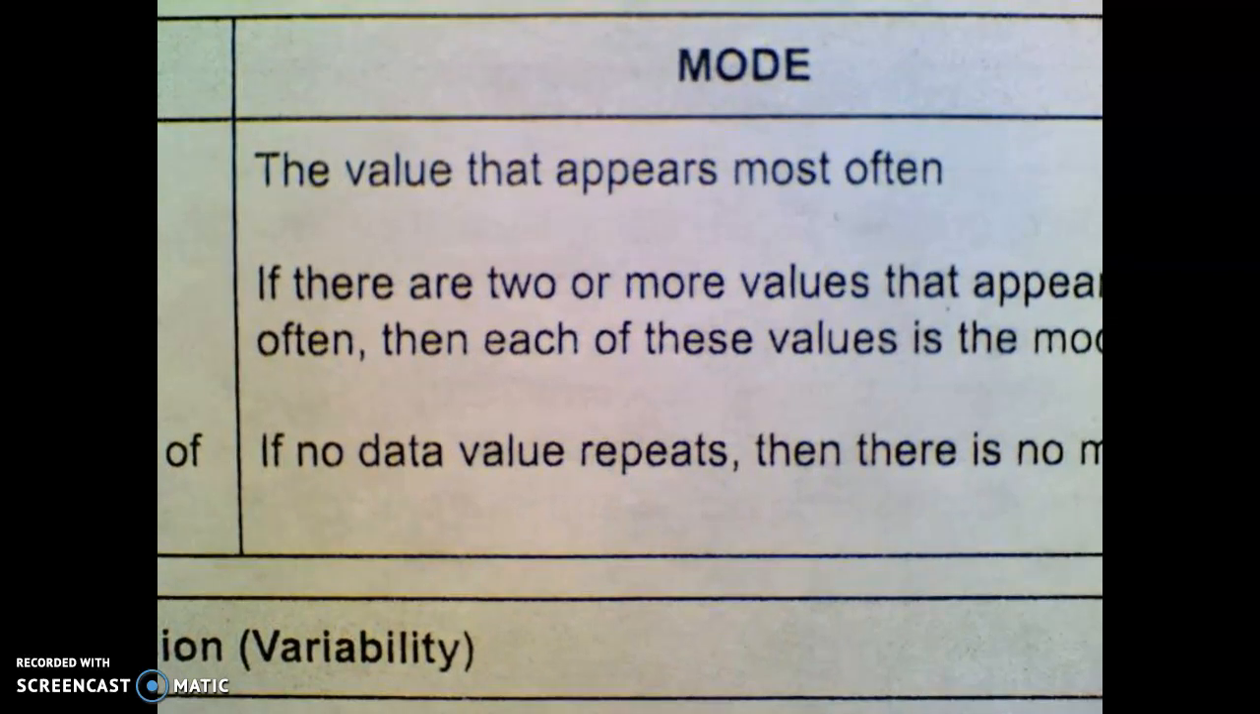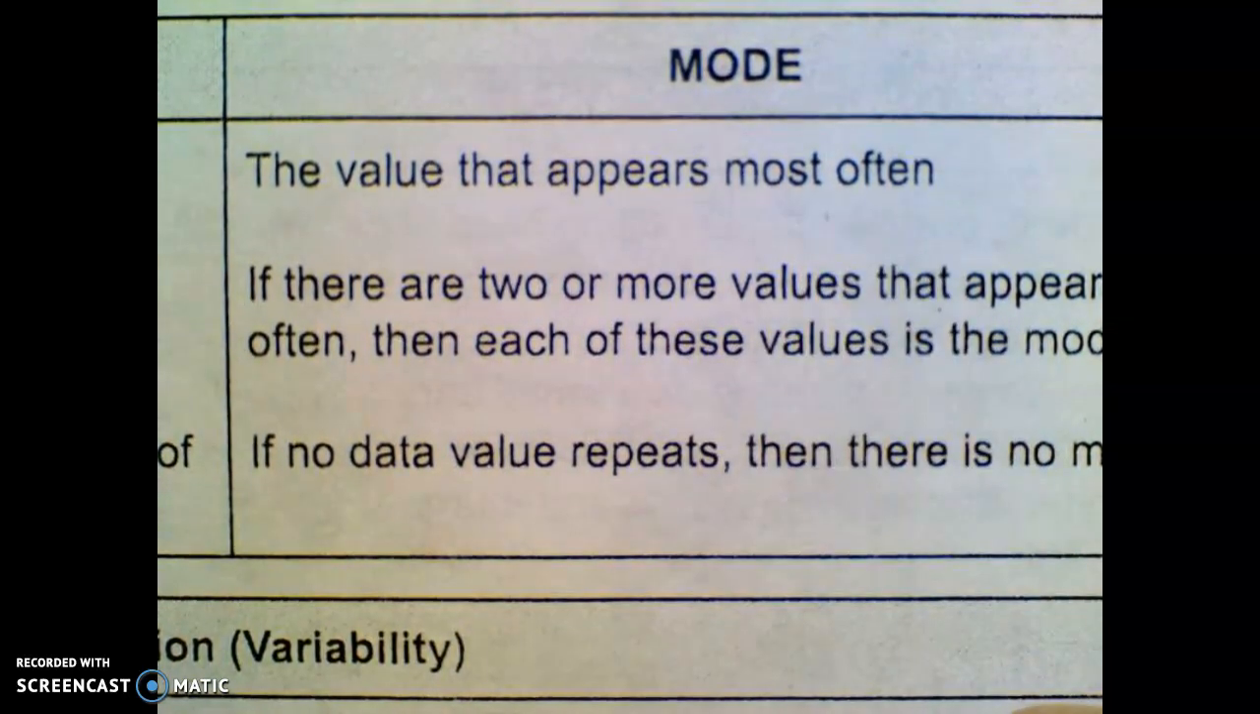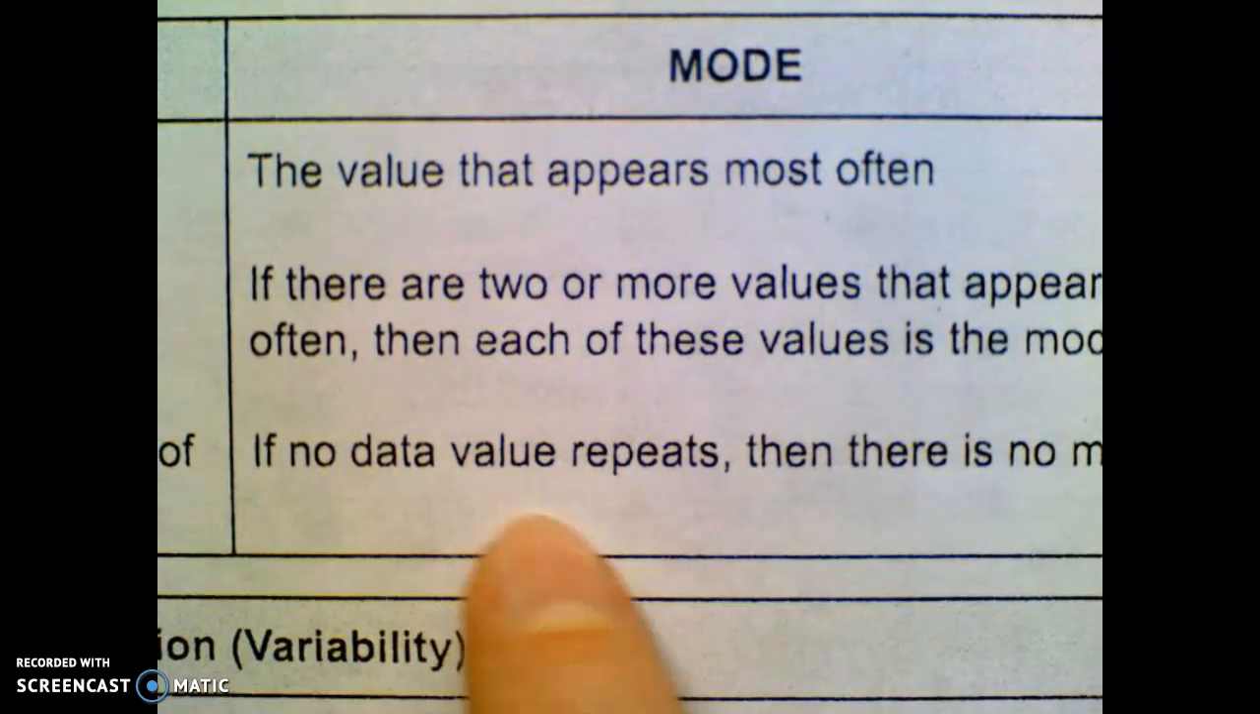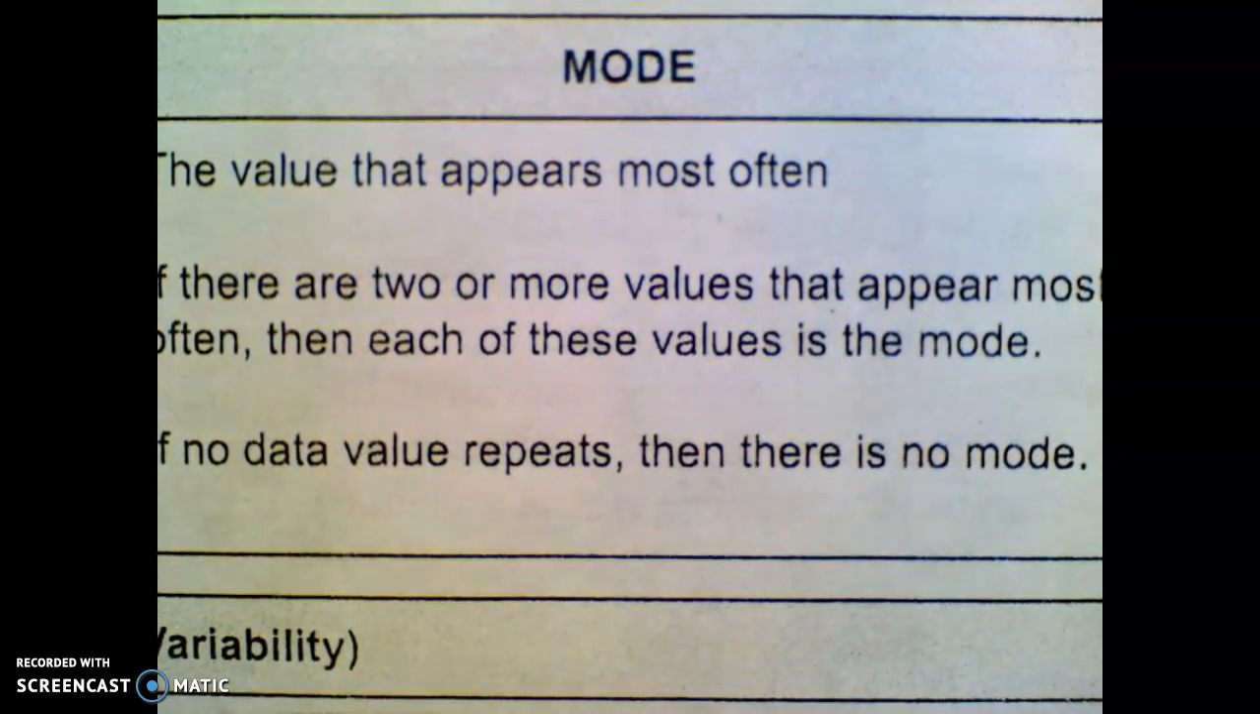Okay, and next is mode. Mode is most often, so just the point that appears most often. You can have more than one mode, or if there's no data points that repeat, then there is no mode. So we'll talk about that here in just a minute as well.